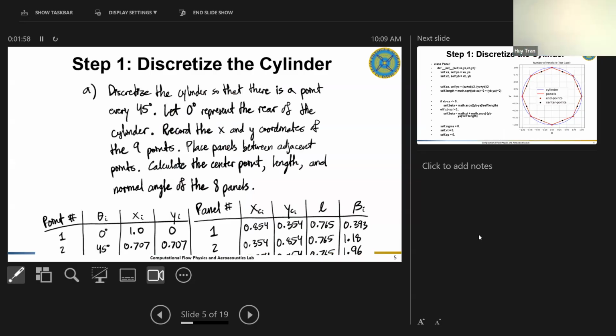Okay, so let's start really simply. We have a cylinder, that's our geometry. The first thing we want to do for any numerical process, which is what this class is kind of like, is discretize the geometry. What I mean by that is your geometry has an infinite amount of points. We're going to take a cylinder and cut it into 8 different panels. To do that, we need 9 nodes.